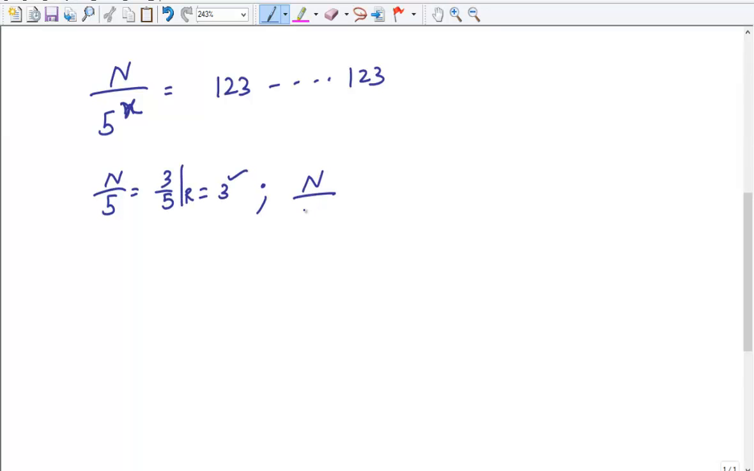Now n by 25, 25 is of the format 5 power 2. 5 power 2 means we need to take the last two digits, that is 23 by 25. So the remainder is 23.